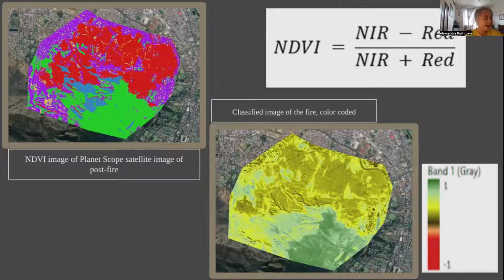So NDVI is, give me a sec. I just know what it is, I just don't know exactly what it stands for. It's a vegetation index. For some reason, I didn't write what the ND stands for, but it basically just checks the state of the vegetation.